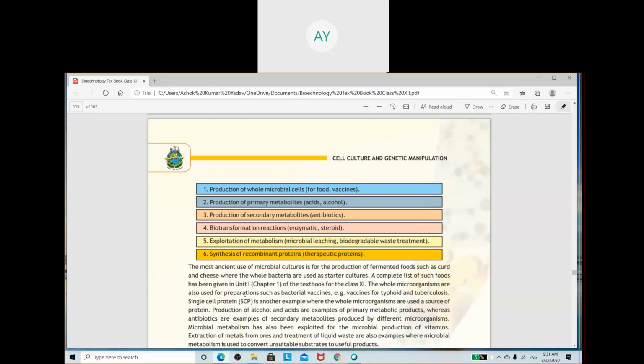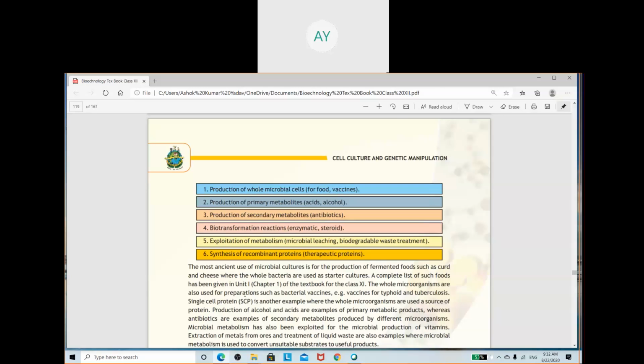That is the concept of vaccine production: we attenuate, meaning we decrease the pathogenicity, reduce it up to a level so that it does not cause disease. And the same bacterial cell of Salmonella, or Mycobacterium that causes tuberculosis, and Clostridium that can cause tetanus, that same bacteria is utilized for production of vaccine. So this is the application of whole microbial cell for production of food, that is single cell protein, and vaccine against diseases like typhoid, tetanus, and tuberculosis.